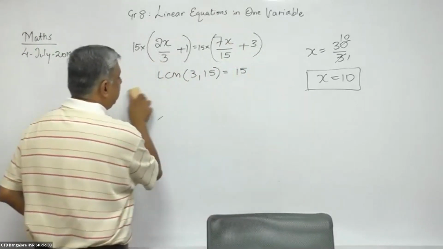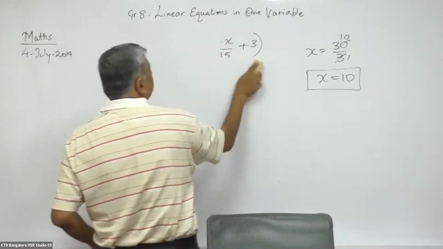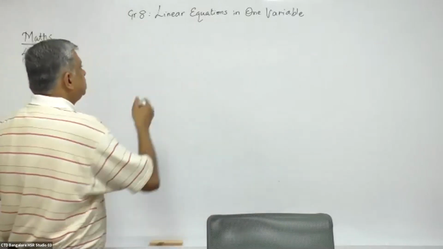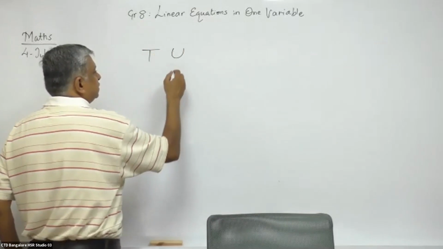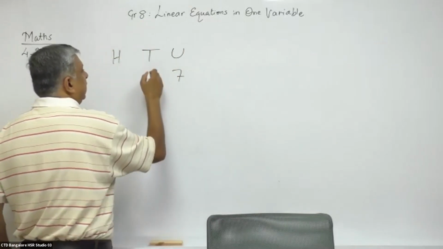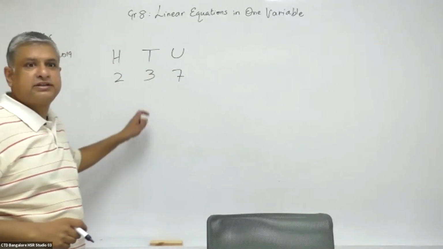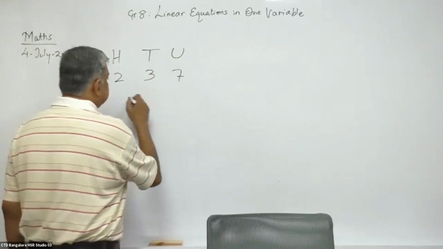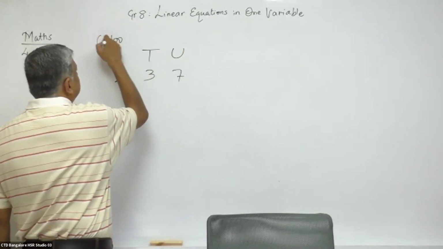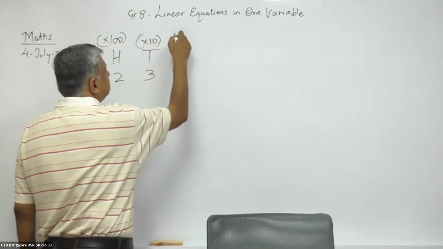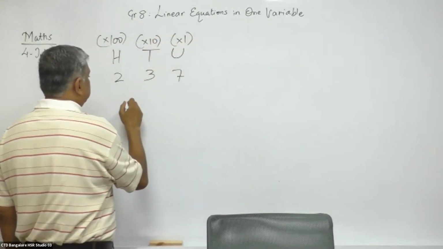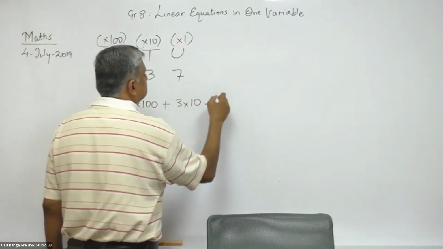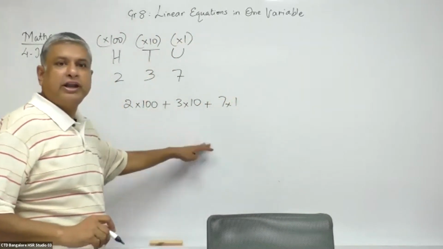You know how number place values are, right? Units, tens, hundreds, this kind of place value. So how does a number get formed? Suppose you have hundreds, tens and units, and I write 2, 3 and 7. So this is your standard form. And if you want to write the expanded form, see, this is the place value of 100, this is the place value of 10, and this is the place value of 1. So this is 2 into 100 plus 3 into 10 plus 7 into 1. Isn't it? This is how you write the expanded form.